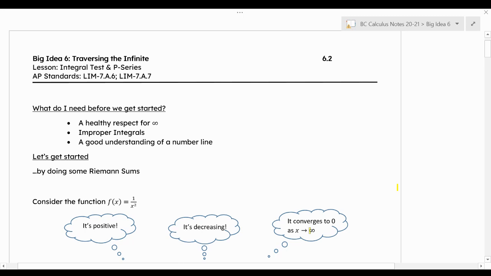Let's do some Riemann sums. A Riemann sum was something we could use to approximate the value of a definite integral. So let's look at some of those for the function 1 over x squared. The function 1 over x squared is positive, it's decreasing, and it converges to 0 at infinity. All things that are important in the realms of series. We want to tie the series 1 over n squared to the function 1 over x squared. You can see how there's a tight relationship there.